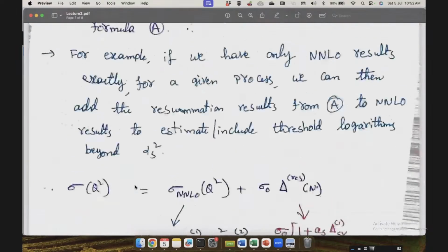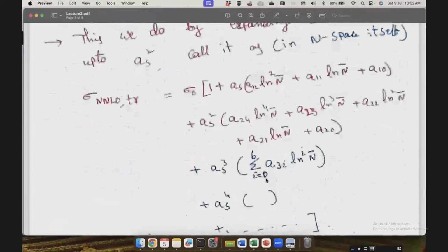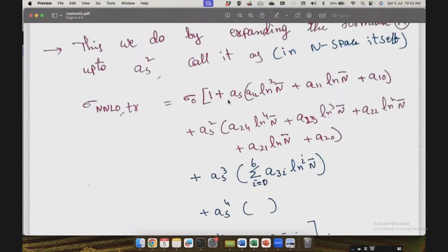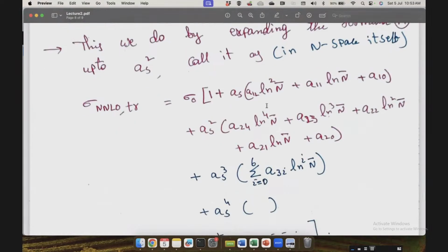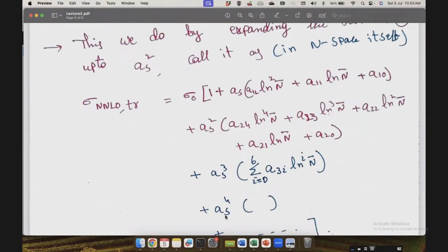Technically, if I expand this full resummation formula, how does it look? It looks like 1 plus alpha s times all the threshold corrections at alpha s level, and at alpha s square level it has corrections with all the logarithmic enhancements, and at alpha s cube level also, and at alpha s power 4, and so on, it goes on. But when you expand it, you truncate it up to alpha s square level, meaning you ignore, other than the red colored ones, the higher order ones.